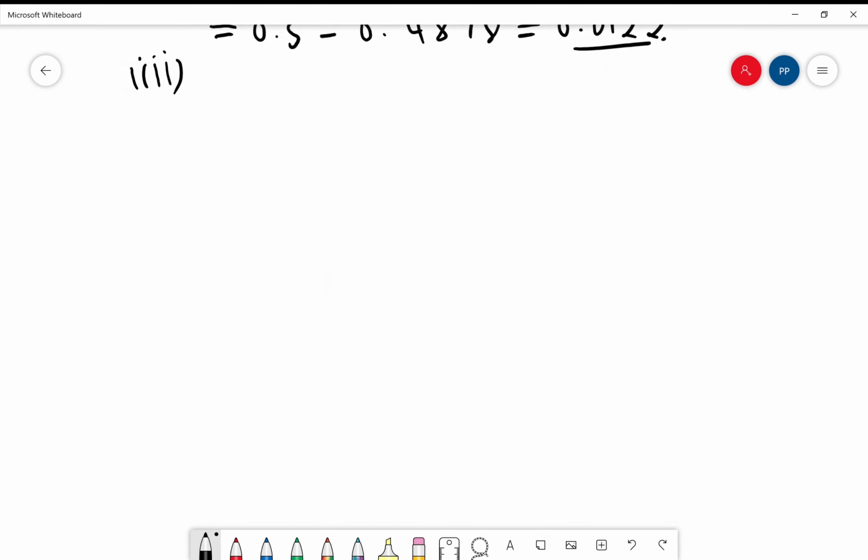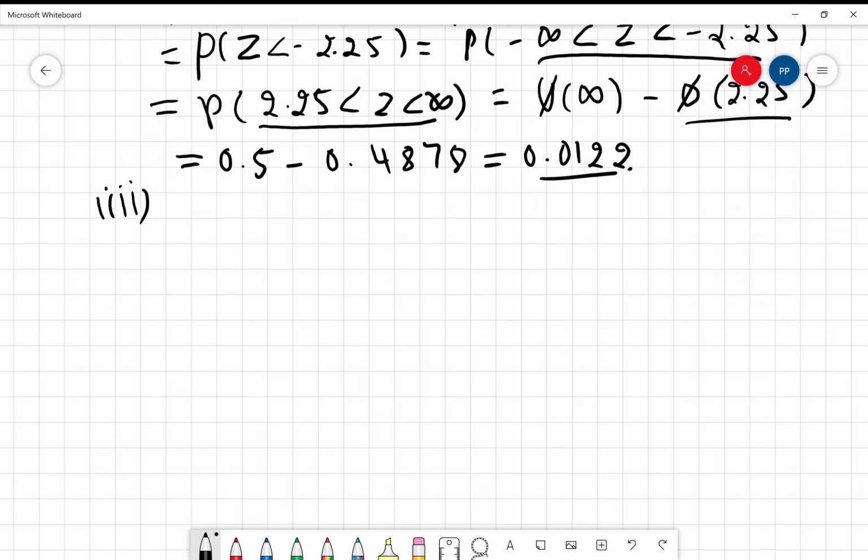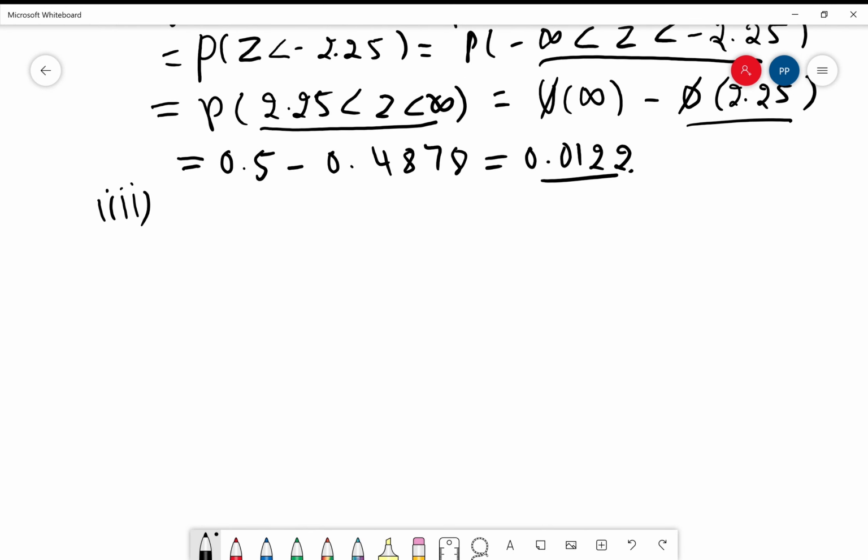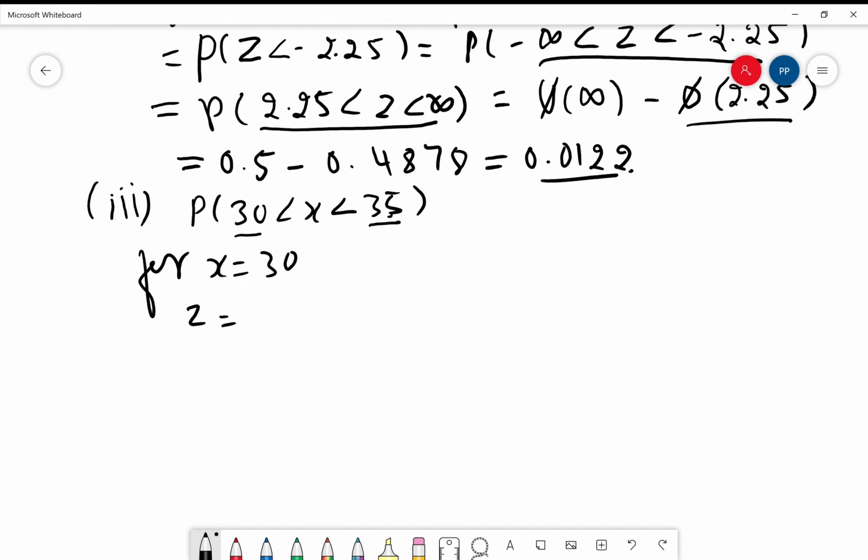Now let's consider case number 3. Here in case number 3, we have to find the probability in the range, which is P of 30 less than x less than 35. Here you have to find the two z values. One is for x equals 30, one is for x equals 35. Now for x equals 30, z equals 30 minus 40 by 4, which is minus 10 by 4, minus 1 you are getting.